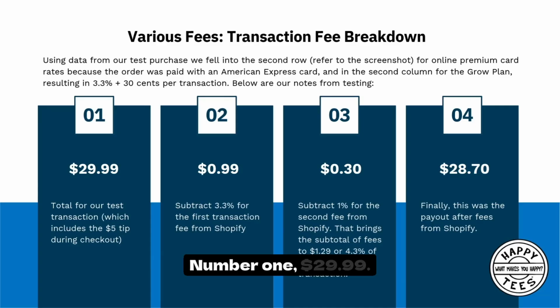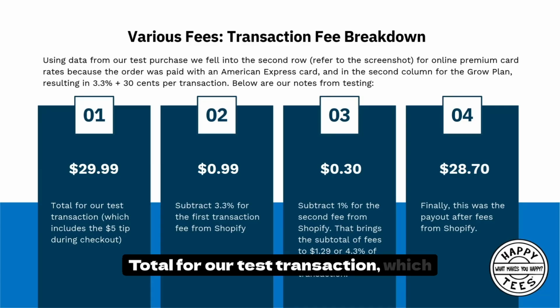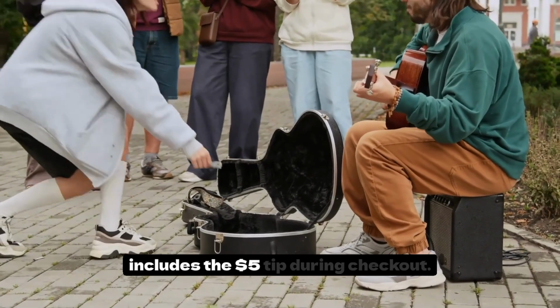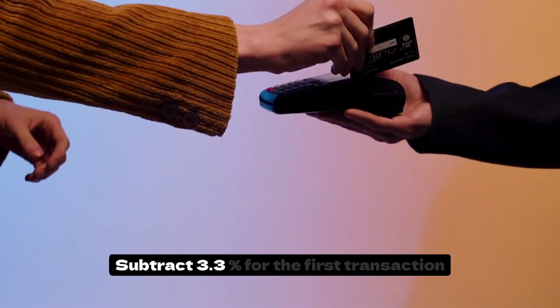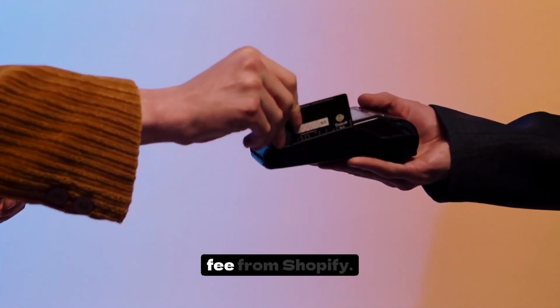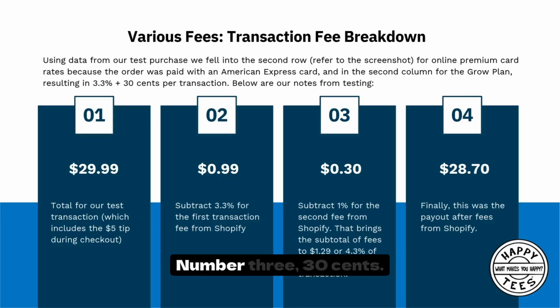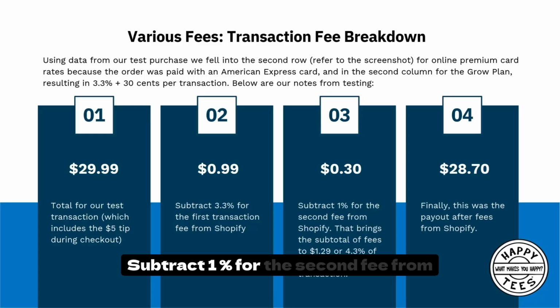Number 1, $29.99. Total for our test transaction, which includes the $5 tip during checkout. Number 2, 99 cents. Subtract 3.3% for the first transaction fee from Shopify. Number 3, 30 cents. Subtract 1% for the second fee from Shopify. That brings the subtotal of fees to $1.29, or 4.3% of the entire test transaction.